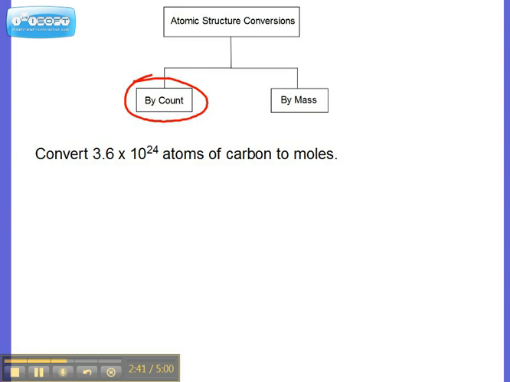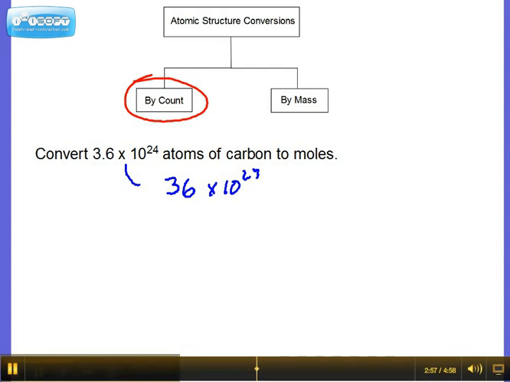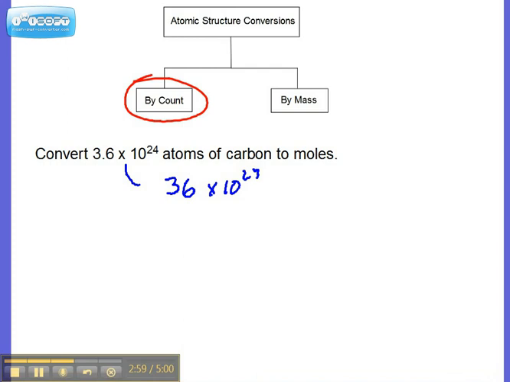If we were asked to convert 3.6 times 10 to the 24 atoms of carbon to moles, first and foremost, I'm recognizing 3.6 times 10 to the 24 as 36 times 10 to the 23. 36 times 10 to the 23 is roughly 6 times Avogadro's number. So in my mind, I'm thinking that my final answer is going to be around 6 moles.